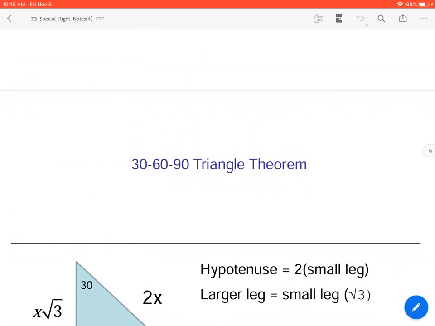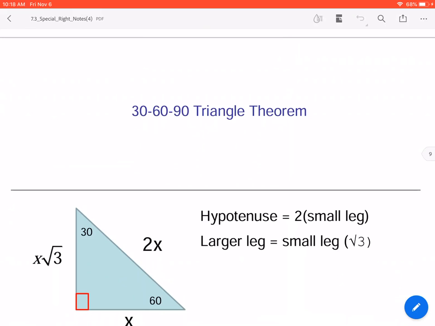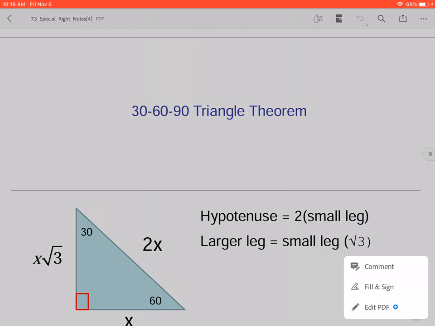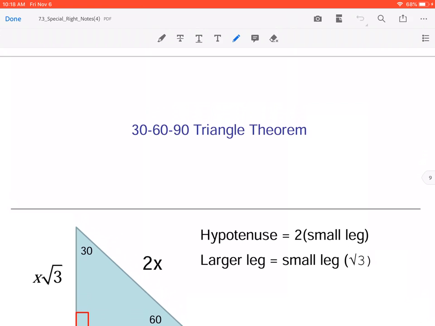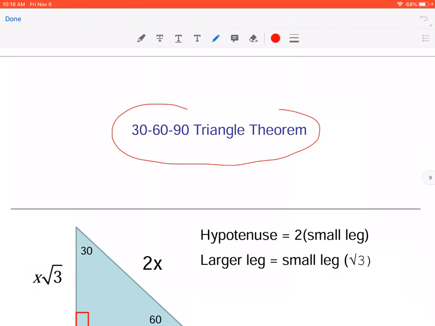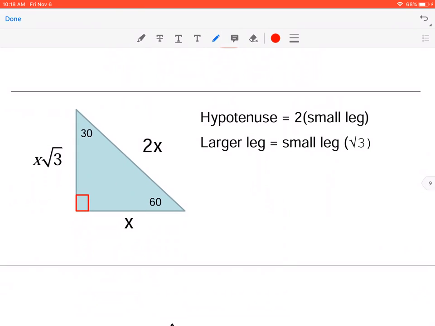So I'm using the same set of notes, but now you're doing what's called a 30, 60, 90 right triangle. All right? So, again, there's special rules that go with this type of triangle. You don't have to use Pythagorean theorem. Everything is based off of what's called the small or the short leg and the large leg and the hypotenuse. So you're going to see here in a second when I explain this, this is considered the short leg.